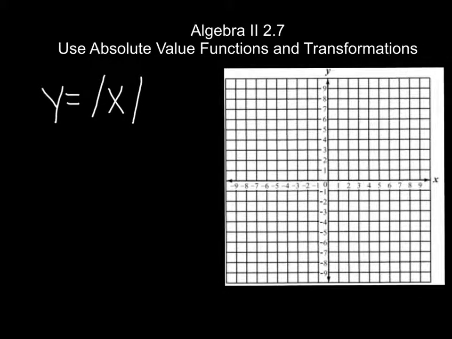Today in Algebra 2, Chapter 2, Section 7, we're going to look at absolute value functions and their transformations. The parent function of absolute value is y equals the absolute value of x. It's the simplest absolute value that we can get. That vertex is at (0, 0), and the slope is 1, which means it's rising 1, running 1.